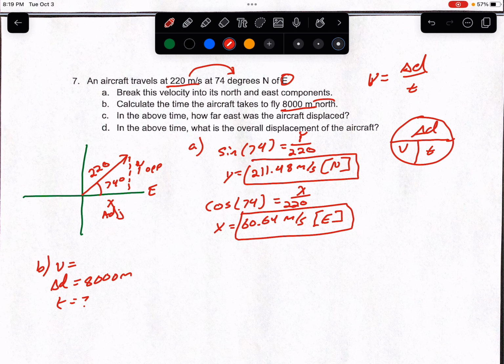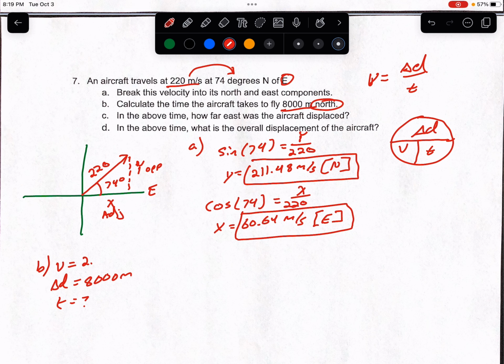And then north. That's where you have to be careful: when I say north, I only want the velocity that goes north. And you've got three options: the 220, the 211.48, or the 60.64 meters per second. The only one that goes truly north is that 211.48.